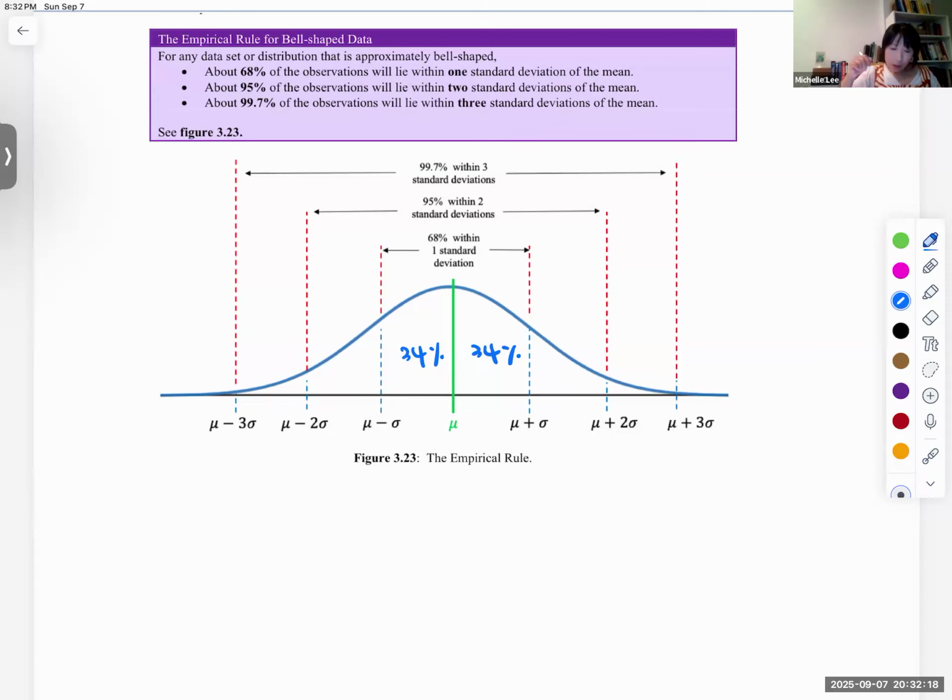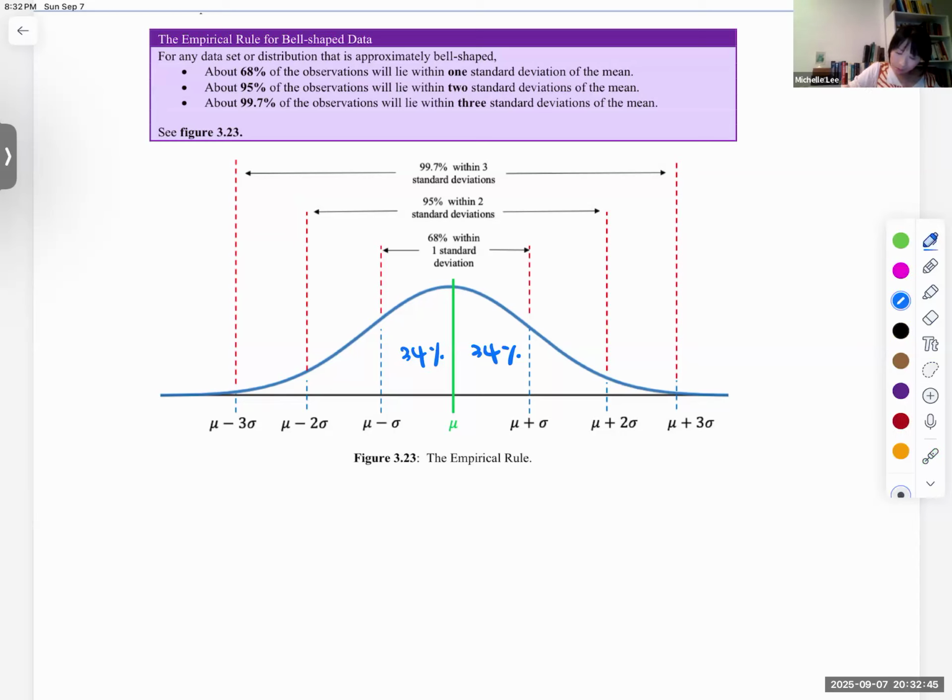Okay, now if we have 95% within two standard deviations, so this part is 95% within two standard deviations, right? We were using 68% inside, so 95% minus 68%, we get 27%, right?